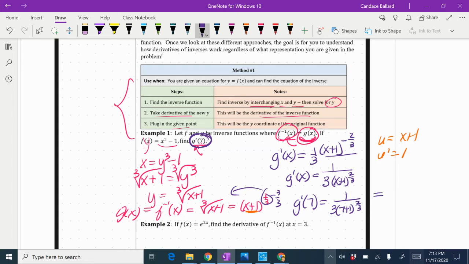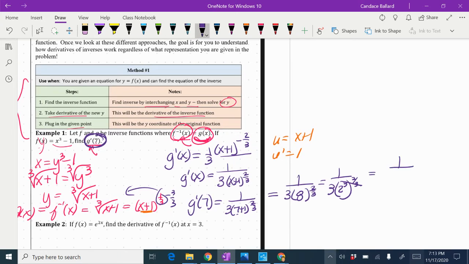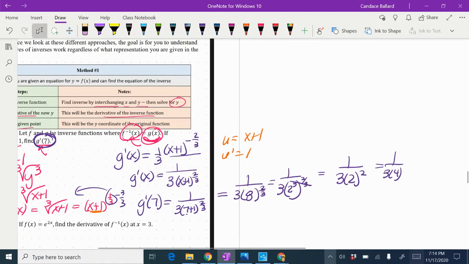Now, if it was open-ended, you could leave it. This is likely a multiple choice, so we're going to have to simplify that. And it'd be a multiple choice without a calculator. So 7 plus 1 is 8 to the 2/3 power. And hopefully you recognize that 8 is the same as 2 cubed, which means I can use some of my exponent properties and cancel those 3's. And we get 3 times 2 squared. And then 2 squared is 4. And 3 times 4 would make it 1/12.